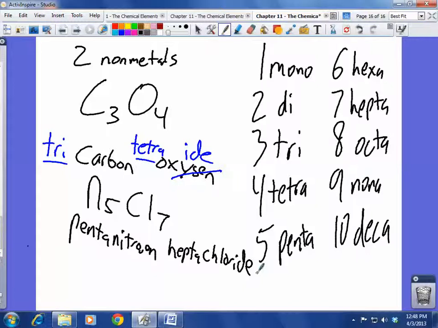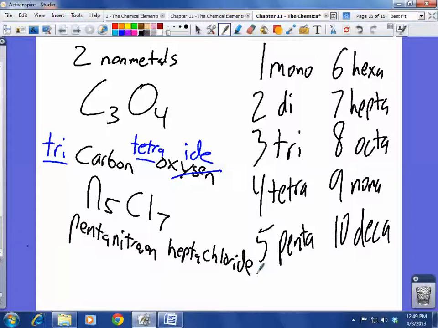Okay, let's try this. N3O6, what's that? Trinitrogen hexaoxide. What about C8F10? Octacarbon decafluoride. B2O2? Diboron dioxide.